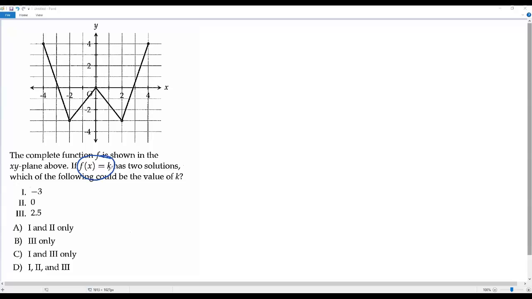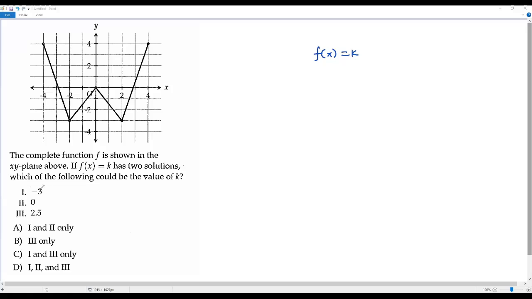So f of x equals k, this equation represents a graph which is in the shape of a W over here. And this equation has two solutions. Two solutions means we have two values for x in this equation. Let me write this equation over here, f of x equals k. So according to the information, this equation has two solutions. That means two values we have for x. And we have to find the value of k, and for the value of k we have three options, and we have to find the one which is correct.